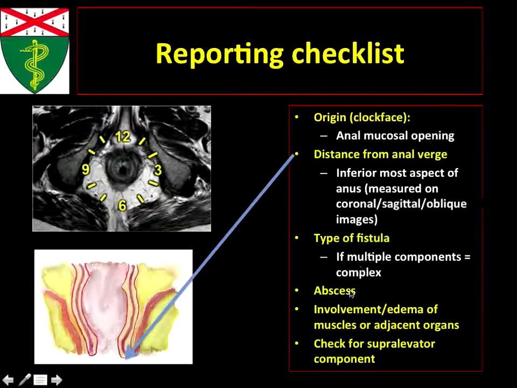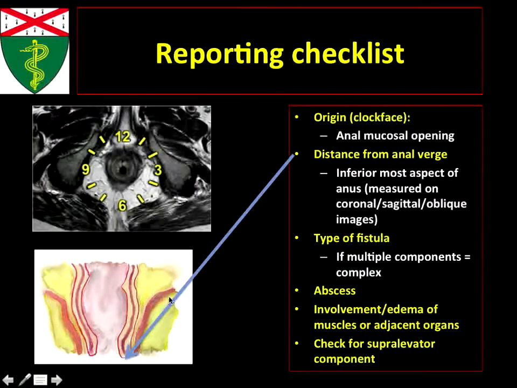Mention if there's an abscess, right? If there's an abscess, then you may need to do an intervention and drain it. Mention if there are fistulas and abscesses, or is there a lot of swelling and edema of adjacent muscles or organs even; how aggressive really is this infection. And you also want to make sure to look for a supralevator component.